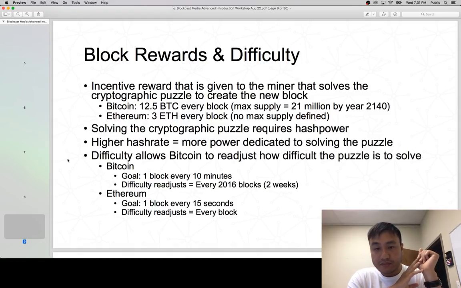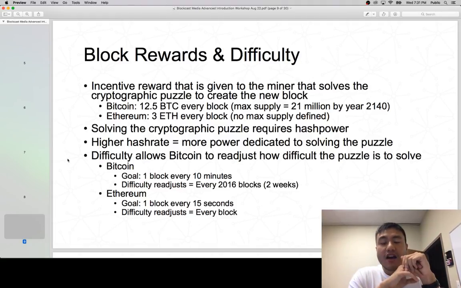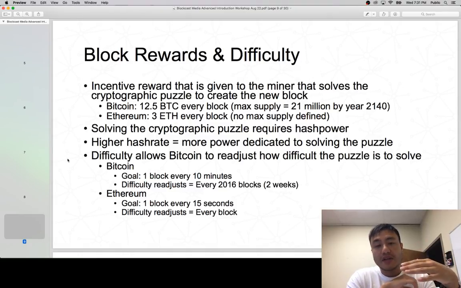In about, I believe, May of 2020 is what's called the halving. Every 4 years, the reward gets cut in half. So it was already cut down to 25 Bitcoin, then the halving cut it down to 12.5 Bitcoin, and then the next halving in May 2020 is going to be half of that, so 6.25 basically. And by the year 2140, all of the 21 million Bitcoin that will ever get minted will be out by then.